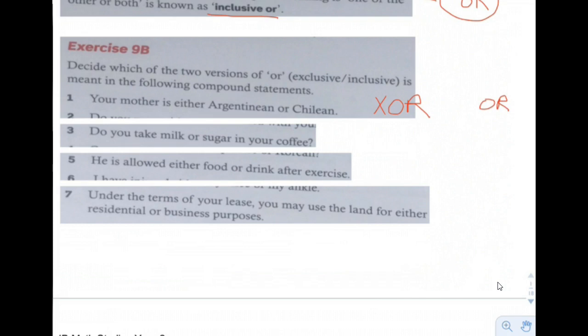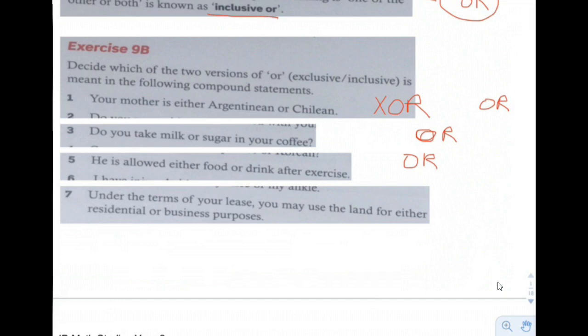Do you take milk or sugar in your coffee? Here's another one. Some Americans take both, right? So it depends on where you come from. He is allowed either food or drink after exercise. Okay, so that means he can have both also, right? So if he can have both, then that would just be inclusive or.